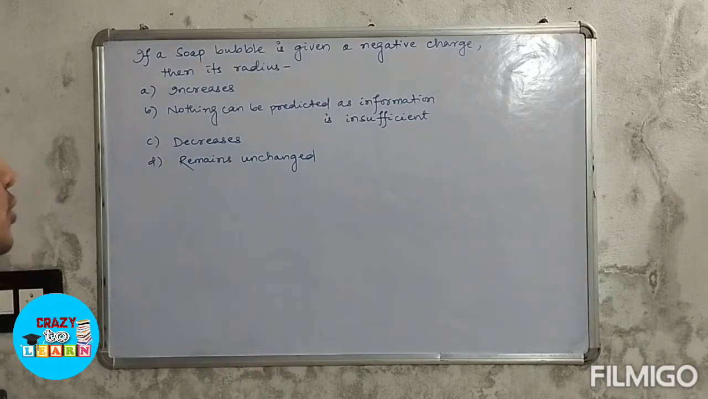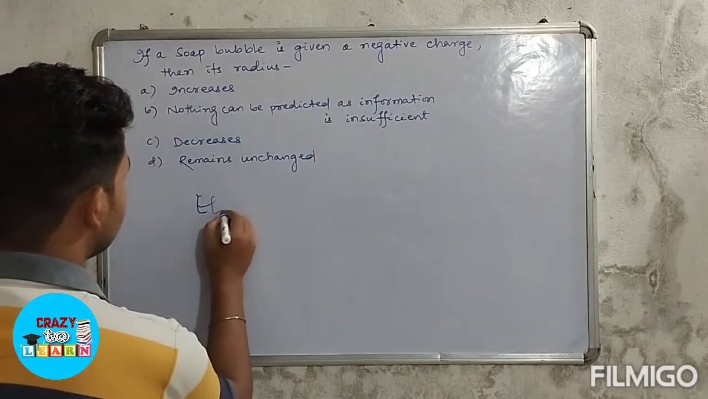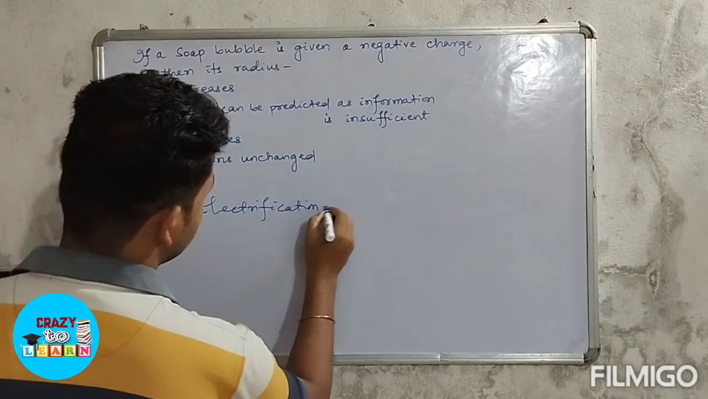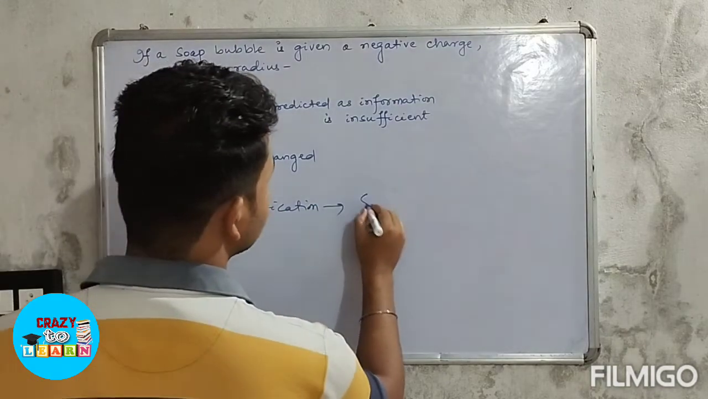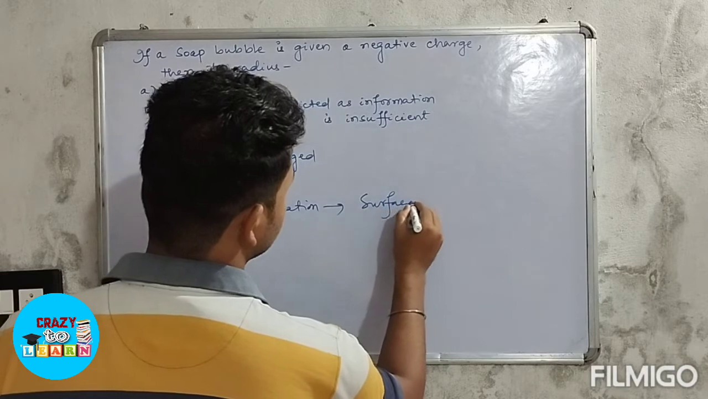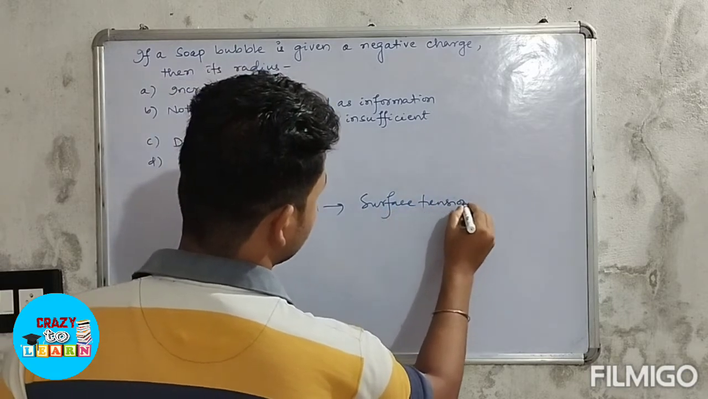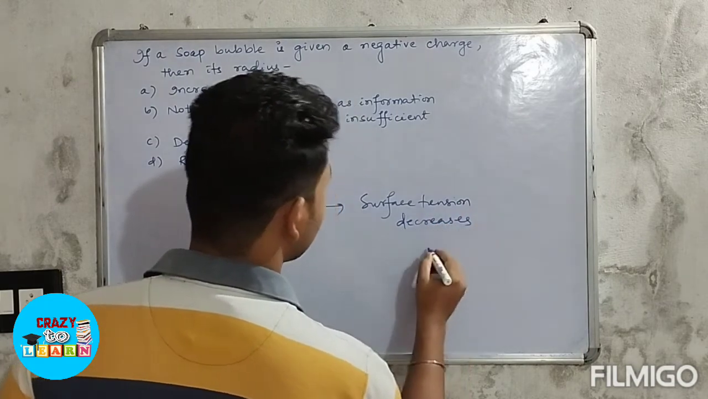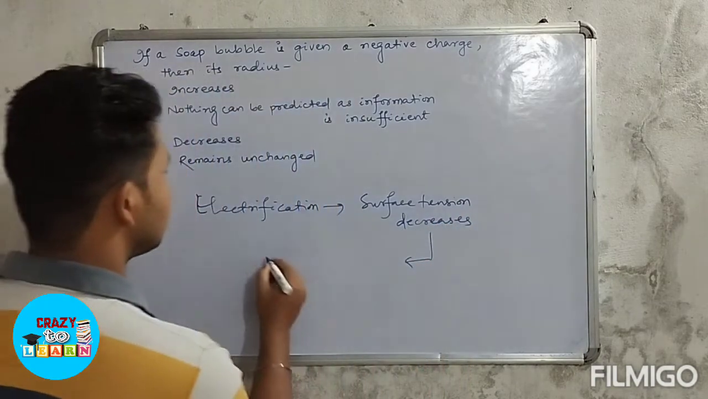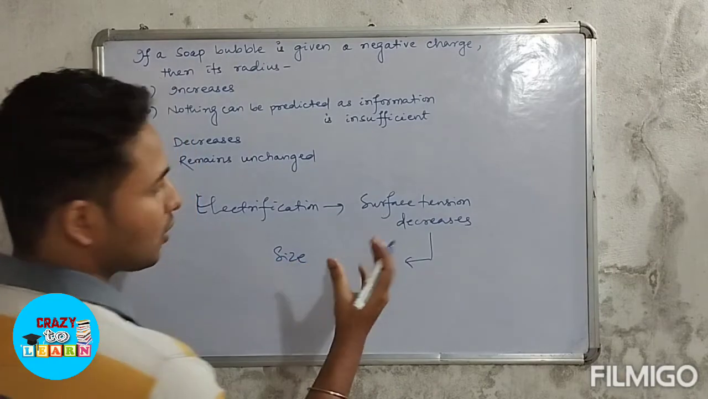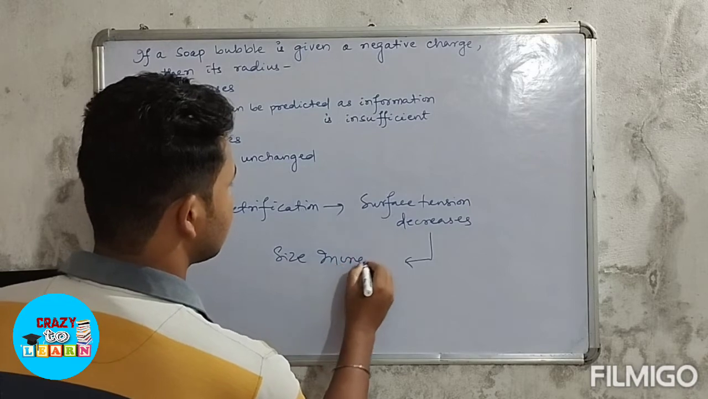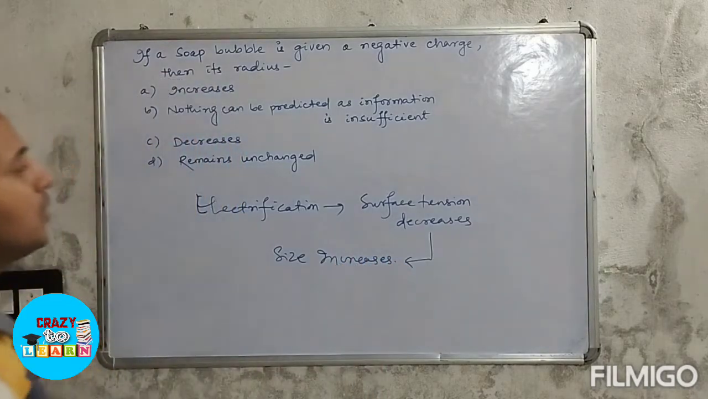Clear? Due to the electrification, what happened? Surface tension decreases. When surface tension decreases, the size increases. So what will be your answer? The answer is increases. Clear?